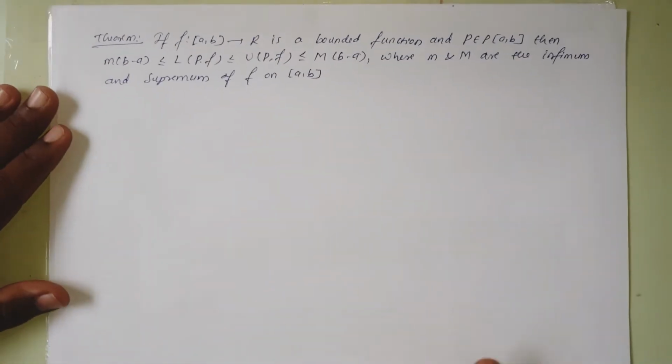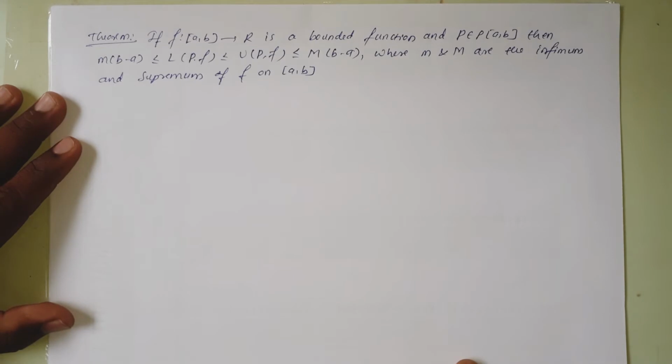In this class, we are discussing some standard results on lower Riemann sum and upper Riemann sum. So in that, the first one is, so here it is the first result.